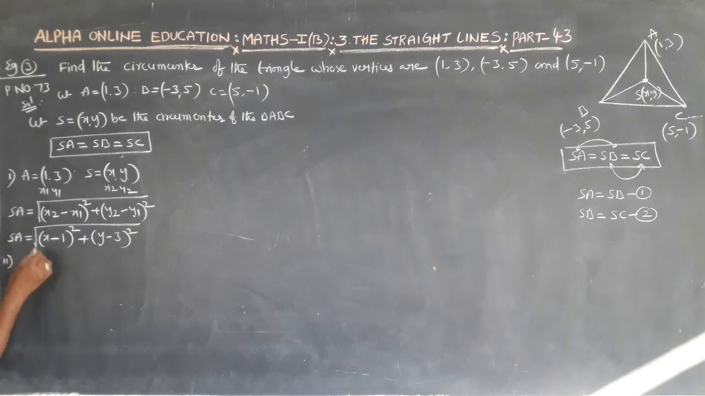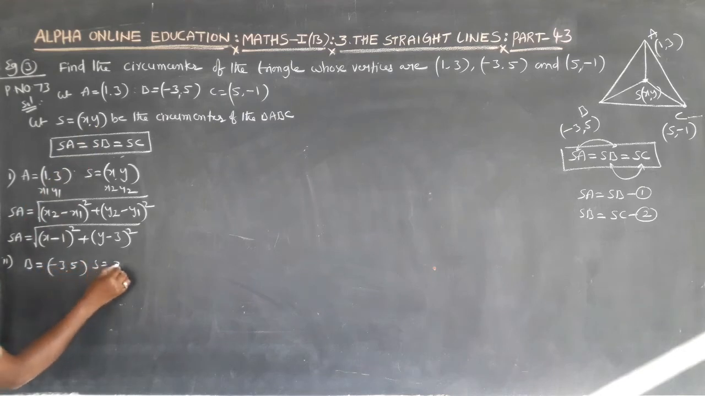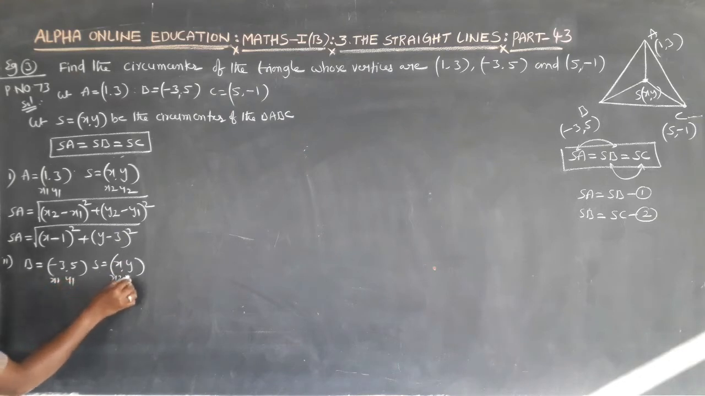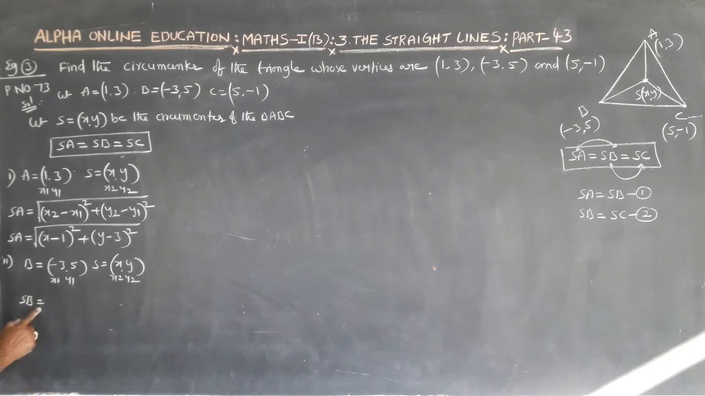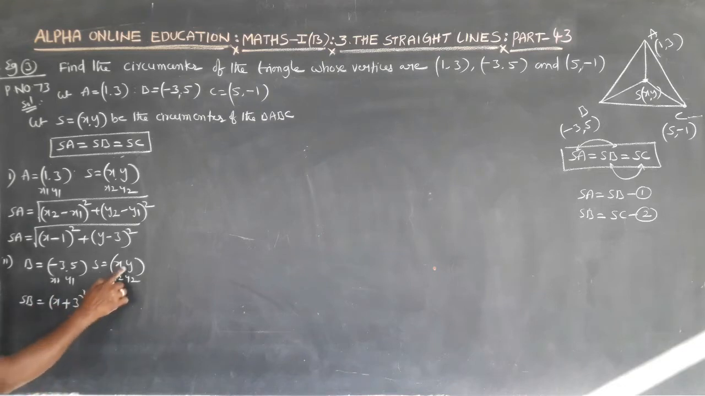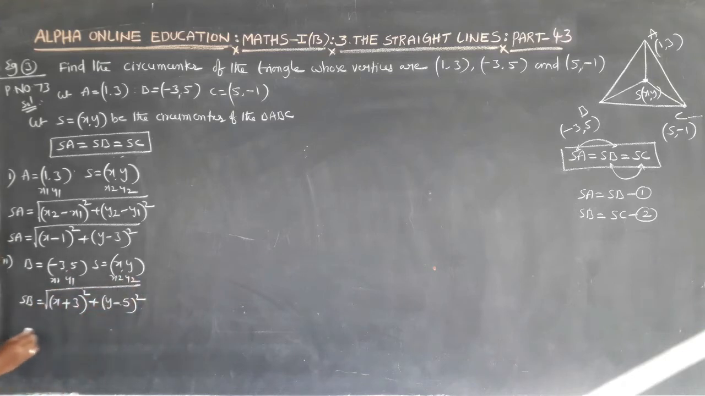Second, SB. B is (-3, 5), S is (x, y). Let B be (x1, y1) and S be (x2, y2). SB is the square root of (x minus (-3)) whole squared, that is (x plus 3) whole squared, plus (y minus 5) whole squared. This is the SB value.